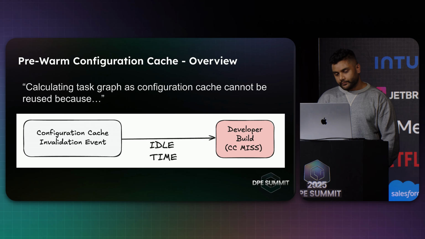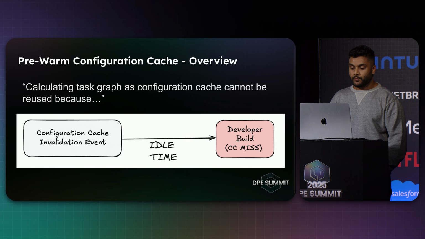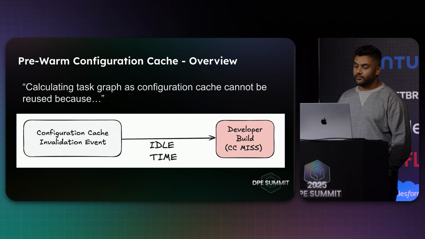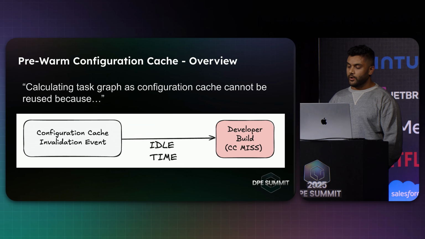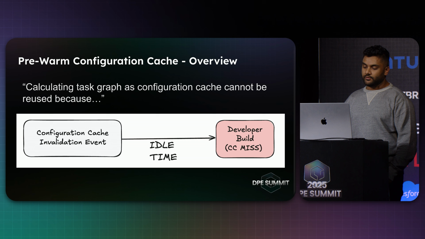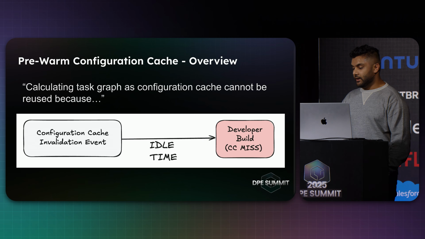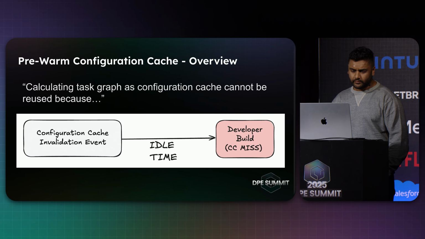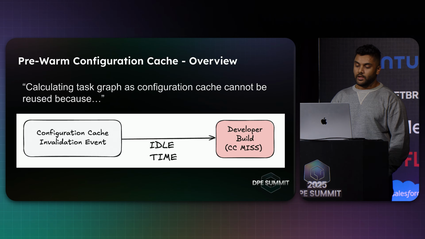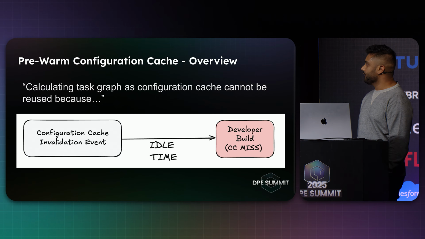Imagine this scenario. As part of your daily workflow, you update your local Git branch with the latest code changes from remote. You step away from your IDE and decide to check your emails, Slack messages, join a meeting, or take a coffee break. 2 minutes, 5 minutes, 10 minutes later, at some point in the future, you come back to your IDE and execute a Gradle build. In your build logs, as expected, you see this message: calculating task graph as configuration cannot be reused. That indicates that the configuration cache is invalidated and your build now has to go through the configuration phase.